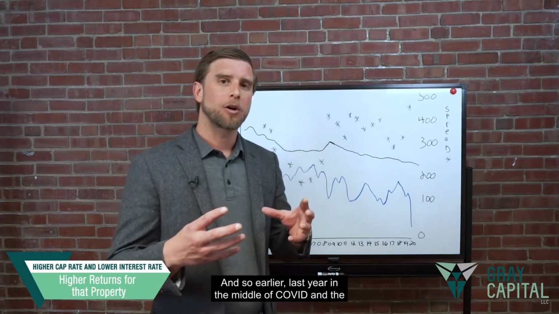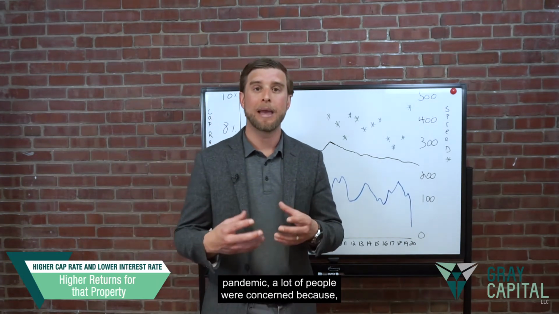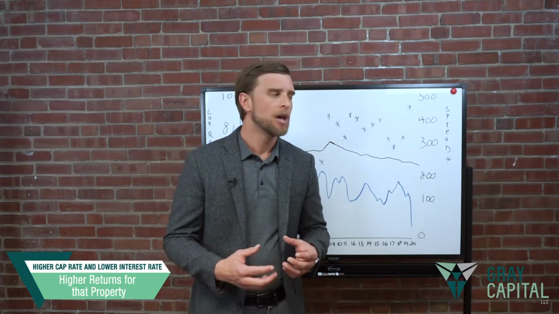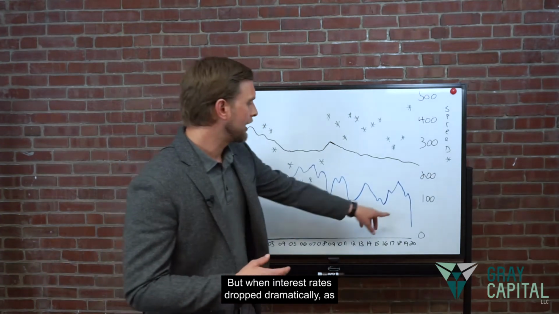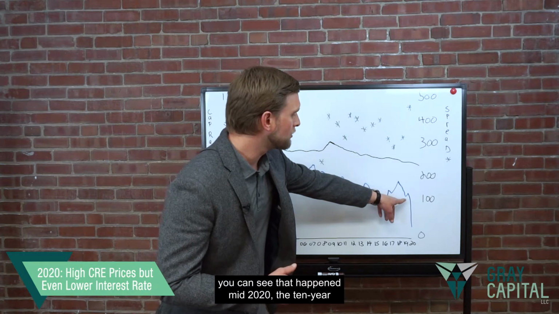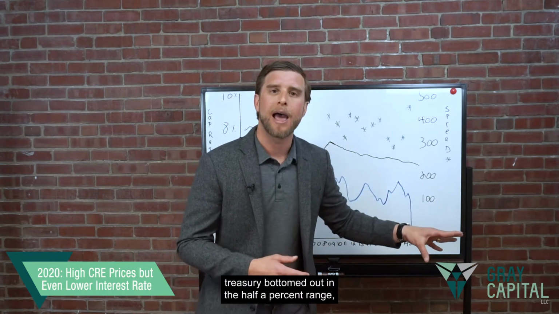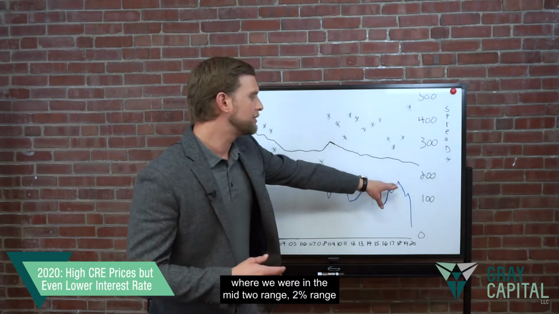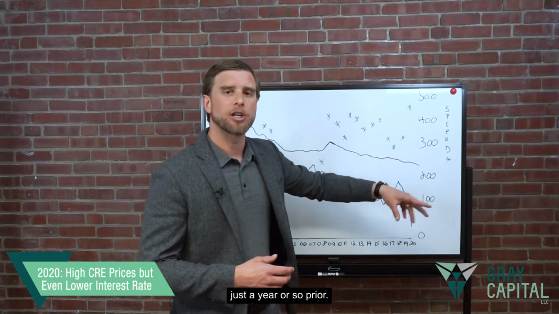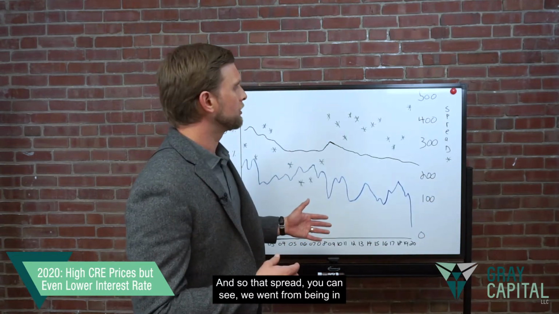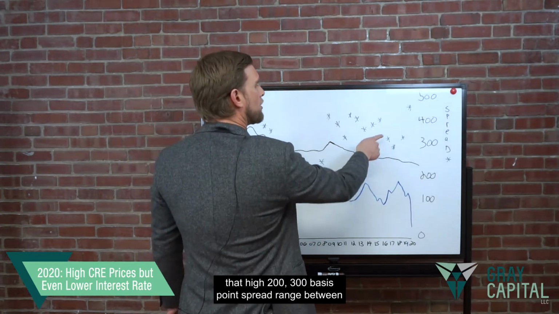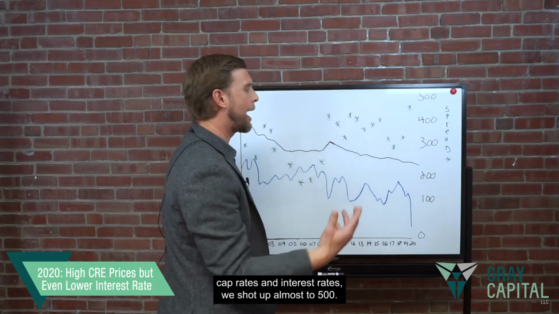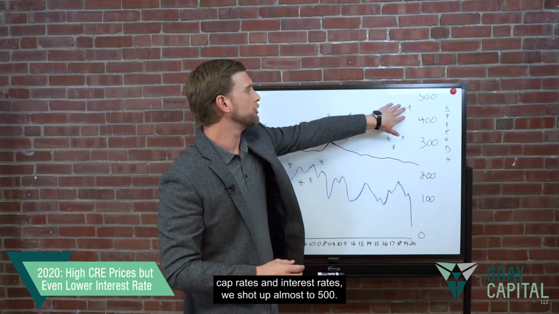And so, earlier last year in the middle of COVID and the pandemic, a lot of people were concerned because pricing already seemed very expensive. But when interest rates dropped dramatically, as you can see that happened, mid-2020, the 10-year treasury bottomed out in the 0.5% range, where we were in the mid-2% range just a year or so prior. And so that spread, you can see, we went from being in that high 200, 300 basis point spread range between cap rates and interest rates. We shot up almost to 500.